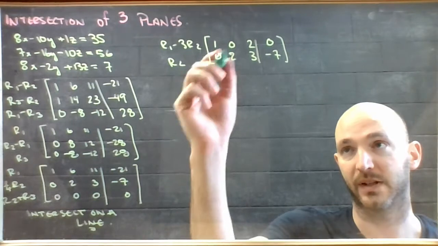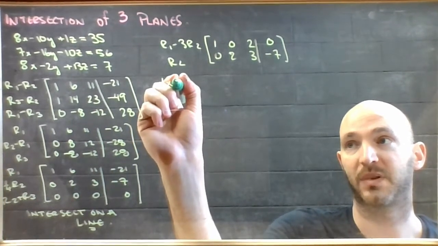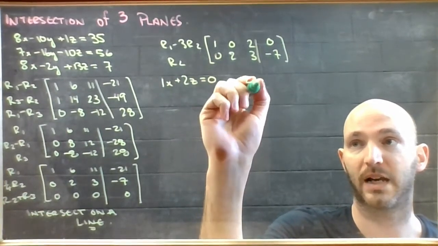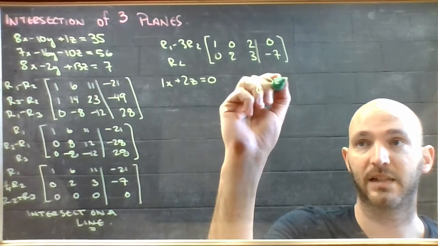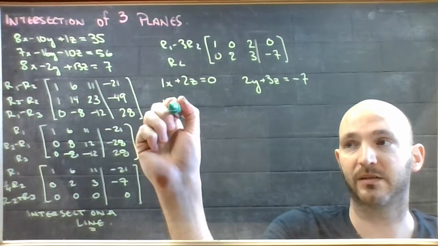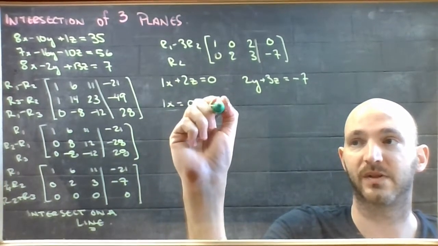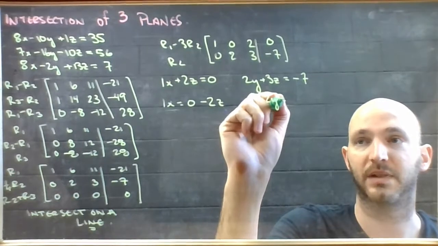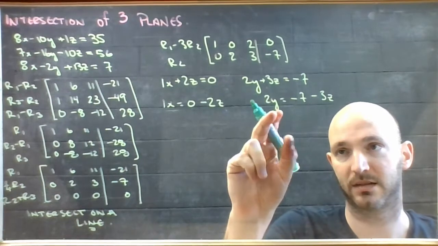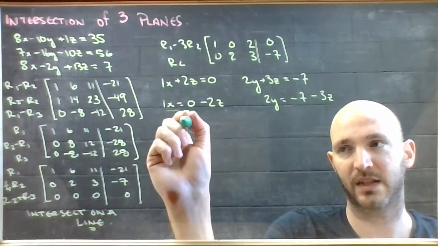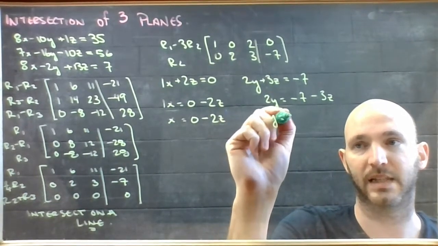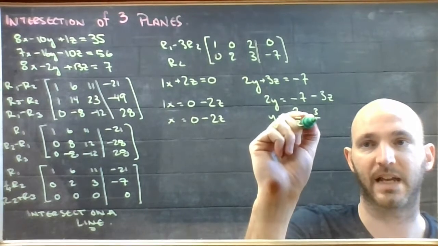So pulling that out of the matrix, I have 1x plus 2z's equals 0. And I have 2y's plus 3z's equals negative 7. So if I pull this 2z over here, 0 minus 2z, and the 2y be negative 7 minus 3z. Divide by 1 doesn't change anything. Divide by 2, I get negative 7 halves minus 3 halves z.